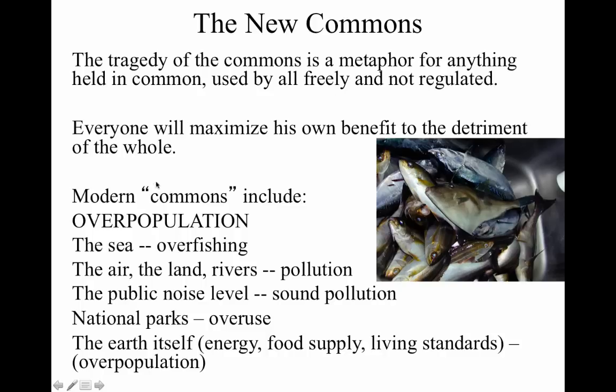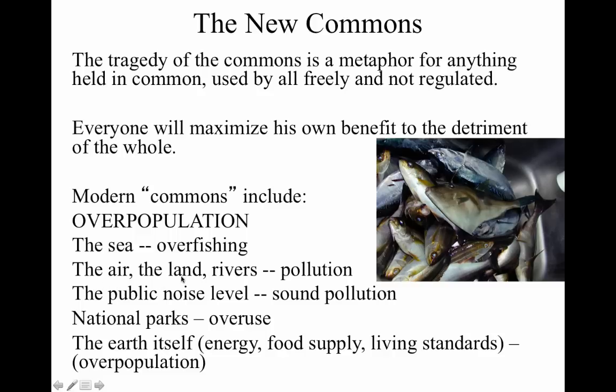And modern commons would be overpopulation, a lot more people, a lot more consumption. The oceans, people are going to be more likely to overfish. If you're a Spanish fisherman, you're going to say, well, if we don't get these fish, the Portuguese fishermen will get them. So they'll be more likely to increase what they're taking because they're afraid someone else is going to take it, and that resource won't be available.